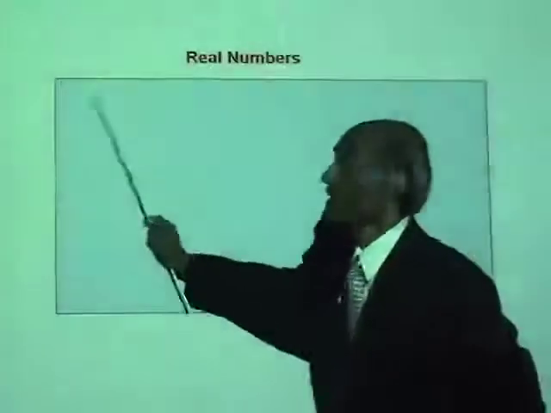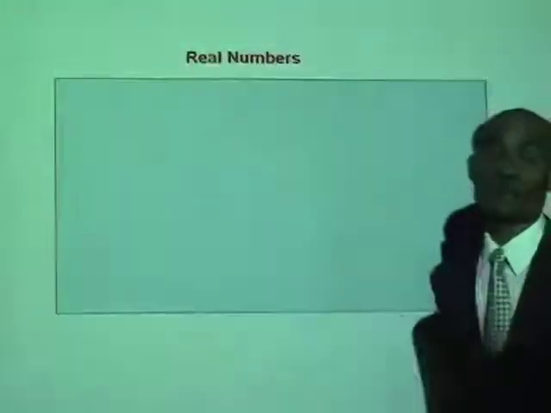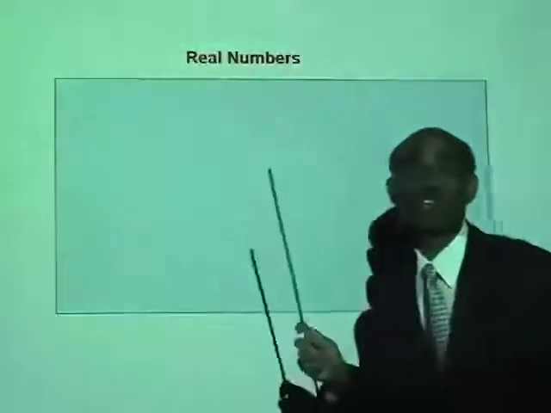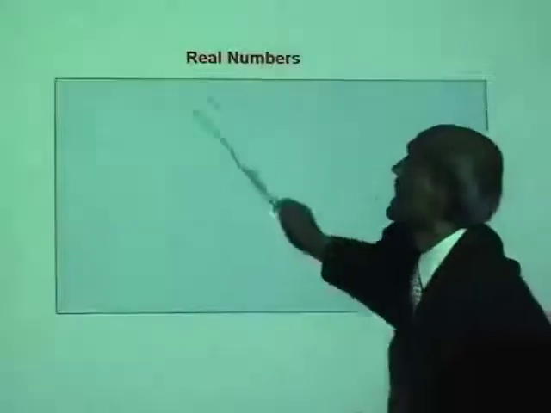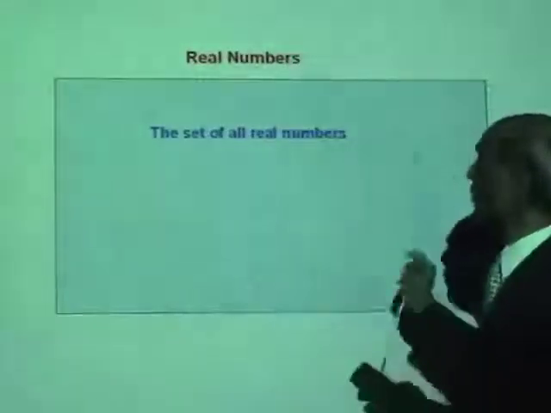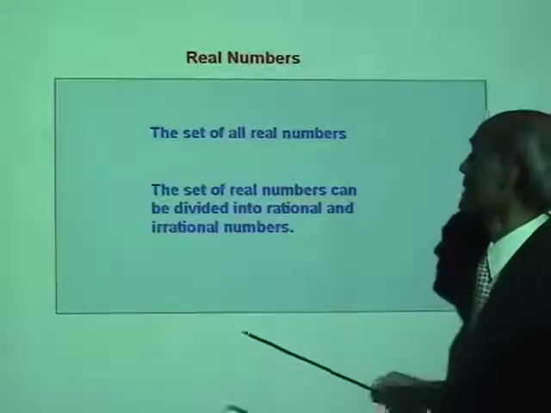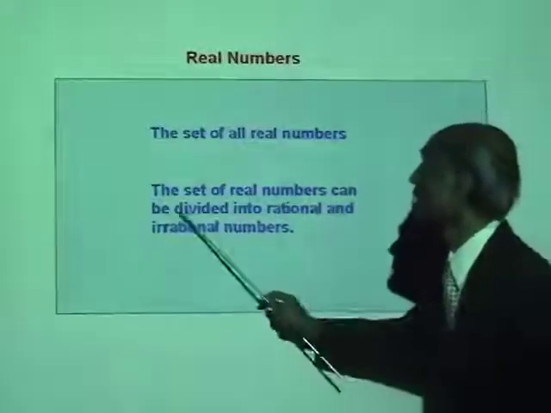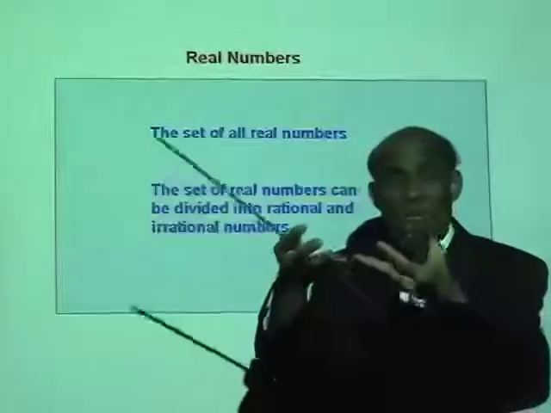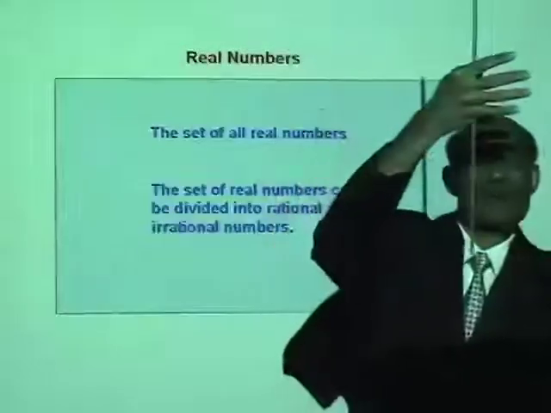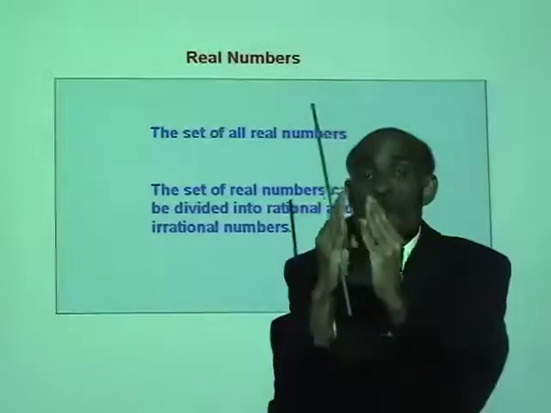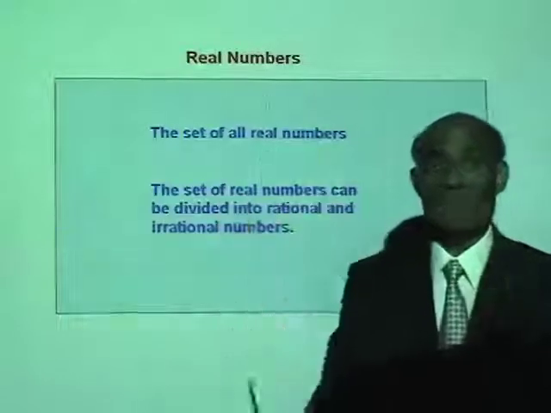Now look at that. If this is all real numbers, that means if you put all possible numbers in the world in here, that will be the set of real numbers. The set of all real numbers. The set of all real numbers can be divided. I'm now going to start from real numbers and go back to where we came from. The real numbers can be divided into rational and irrational.